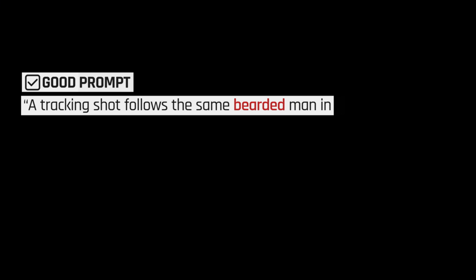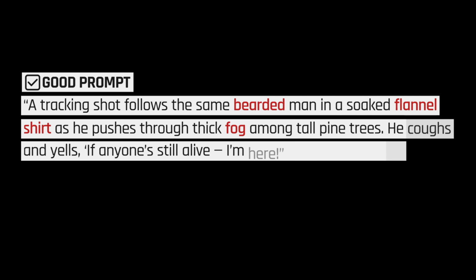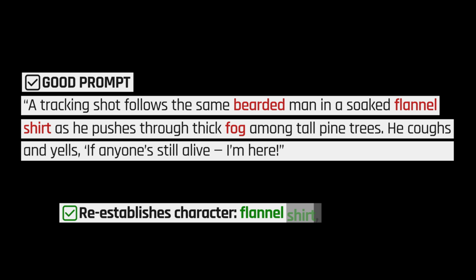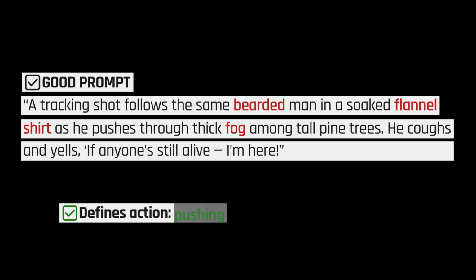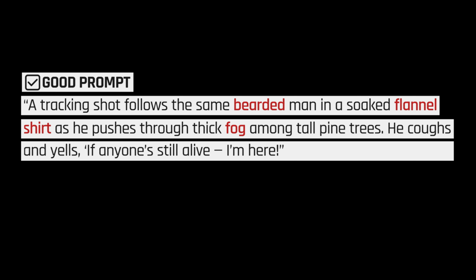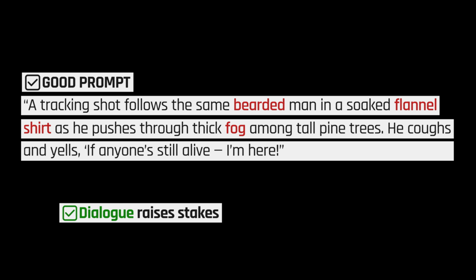Now, let's rewrite, treating this prompt as a standalone scene. "A tracking shot follows the same bearded man in a soaked flannel shirt as he pushes through thick fog among tall pine trees. He coughs and yells, 'If anyone's still alive, I'm here.'" Why this version works: we reintroduce the subject with visual detail, bearded man, flannel shirt. We rebuild the setting, fog, tall pine trees. The motion is defined, pushing through. There's dialogue, and it raises the stakes instantly.